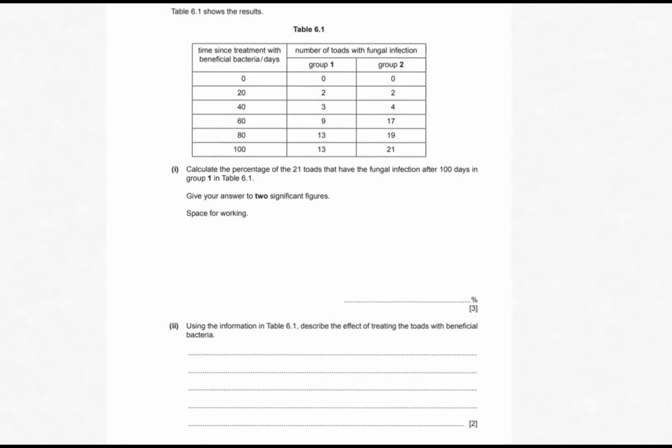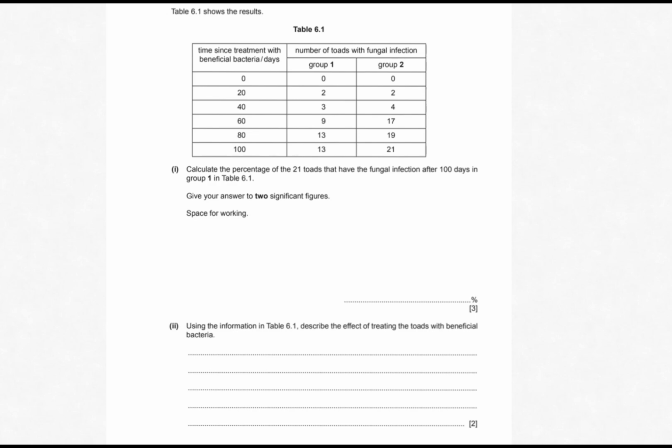On the next page, they give us table 6.1 with all our results. So here in the first column, we have the time since the treatment with the beneficial bacteria in days, and then the number of toads with fungal infection from group 1 and group 2. Now remember, group 1 had the treatment and group 2 did not have the treatment.